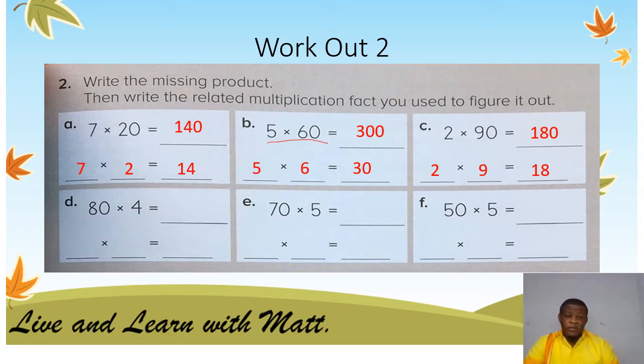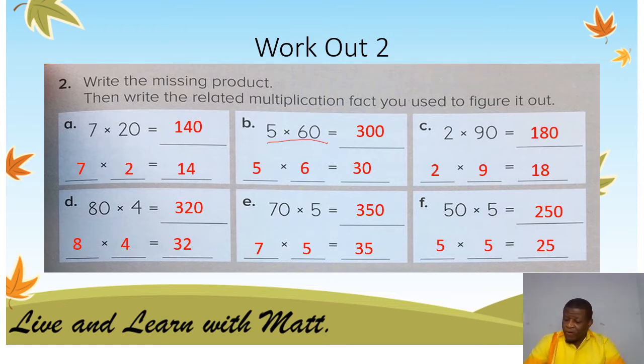Part D, 80 times 4. So we can figure out 8 times 4 to be 32. Therefore, 80 times 4 will be 320. Part E, we can use 7 times 5, which is 35. Therefore, 70 times 5 will be 350. Part F, we can use 5 times 5, which is 25, to figure out 50 times 5, which is 250. Now everybody write it down.